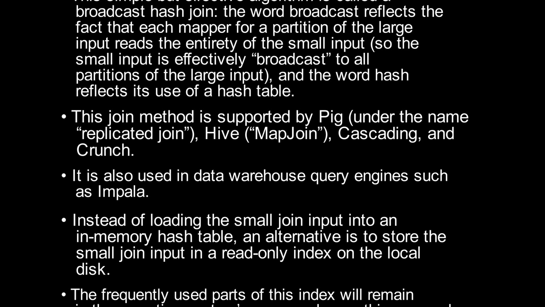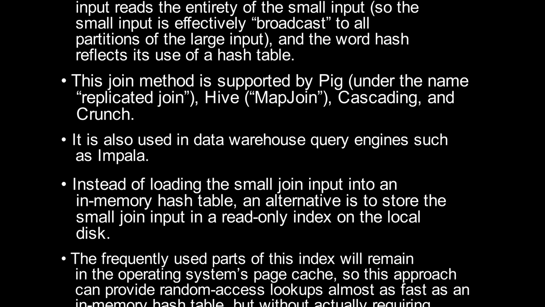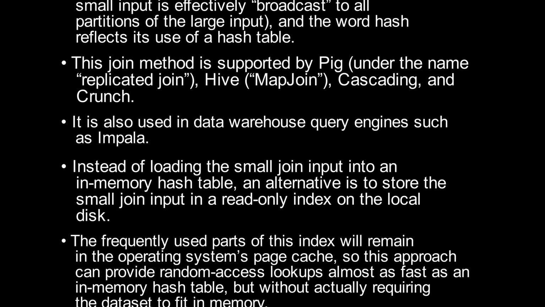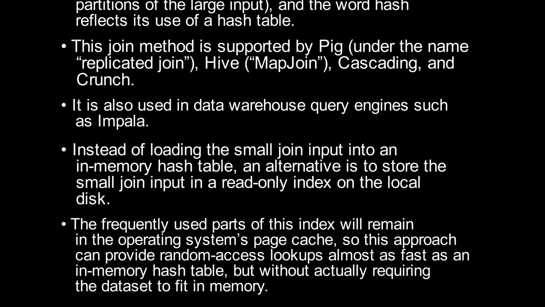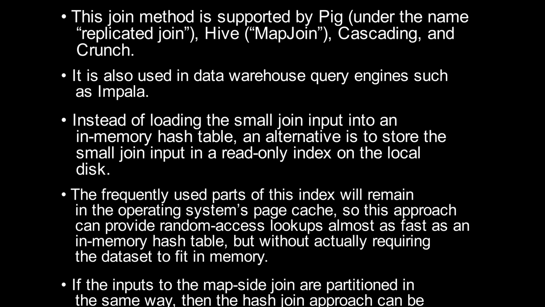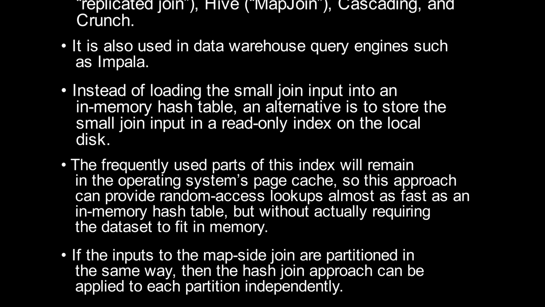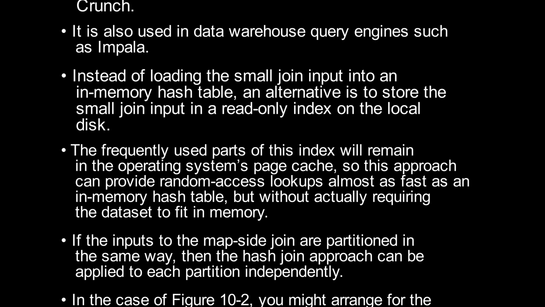Instead of loading the small join input into an in-memory hash table, an alternative is to store the small join input in a read-only index on the local disk. The frequently used parts of this index will remain in the operating system's page cache, so this approach can provide random access lookups almost as fast as an in-memory hash table, but without actually requiring the dataset to fit in memory.